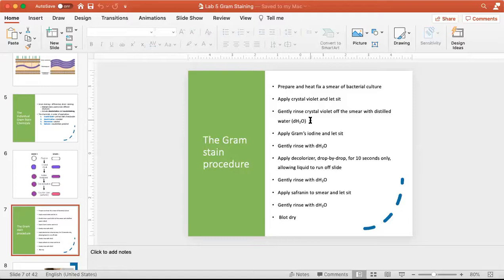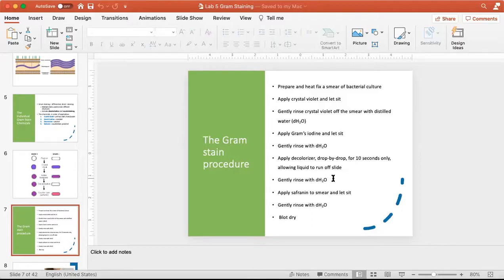Now, once the crystal violet is washed off, we're going to put the gram's iodine on. We're going to let that sit for 30 seconds as well. We're going to rinse it off with distilled water. Then we apply the decolorizer. We're going to decolorize for 10 seconds, only 10 seconds. And we're going to apply the decolorizer drop by drop. Again, I'll show you this in just a moment.